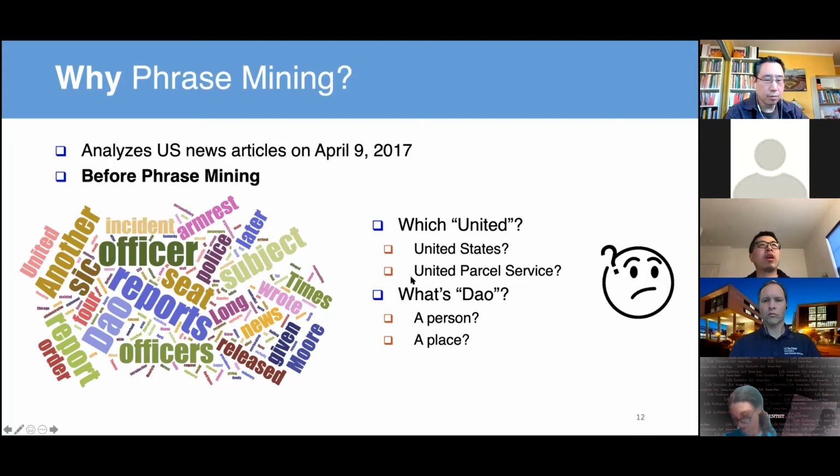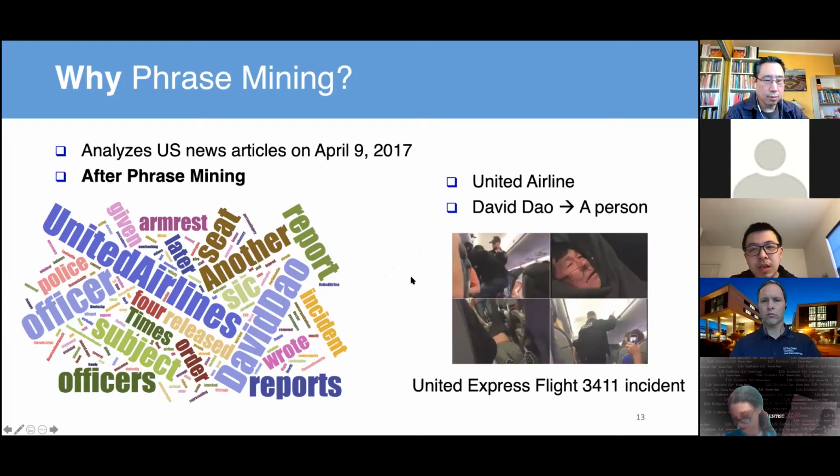But what if we have phrase mining? Instead of single words, we can now count the frequency of the phrases, and then we can plot a phrase cloud. Now it's quite clear that "United" actually means United Airlines in these days' news articles, and this "DAO" is David Dao, and it's clearly a person. So you can immediately understand that all these phrases are actually talking about the well-known United Airlines incident.